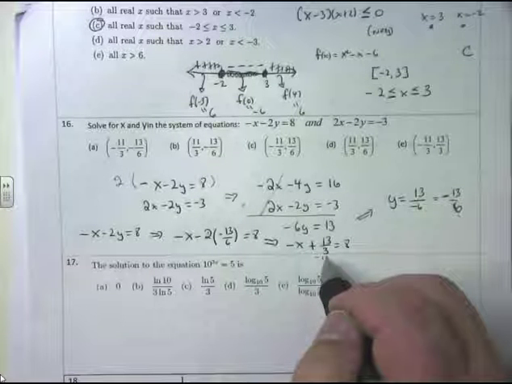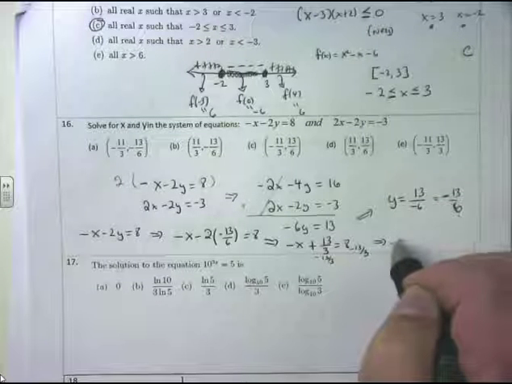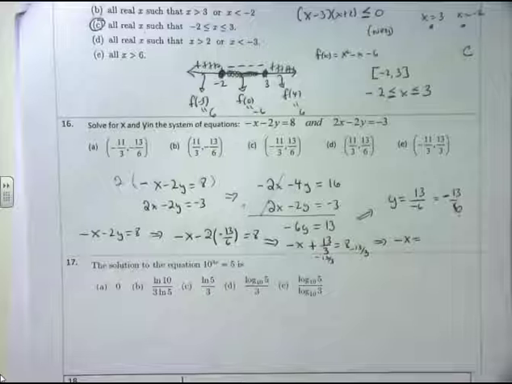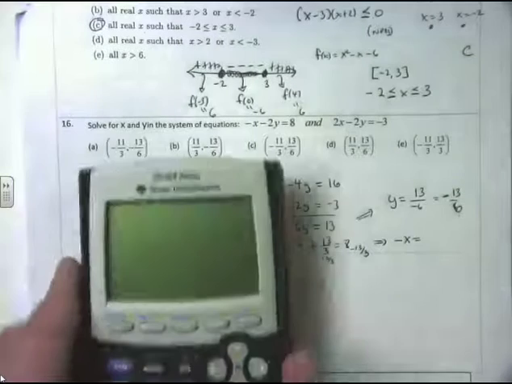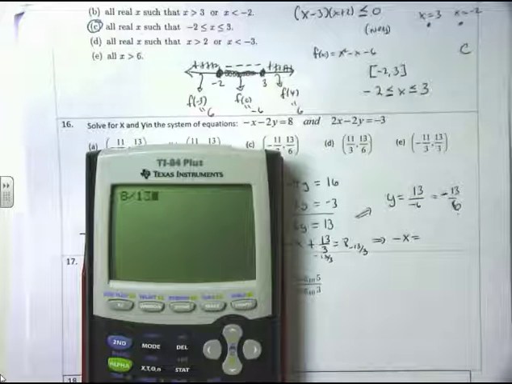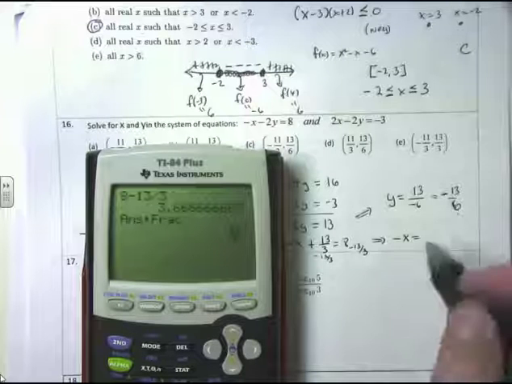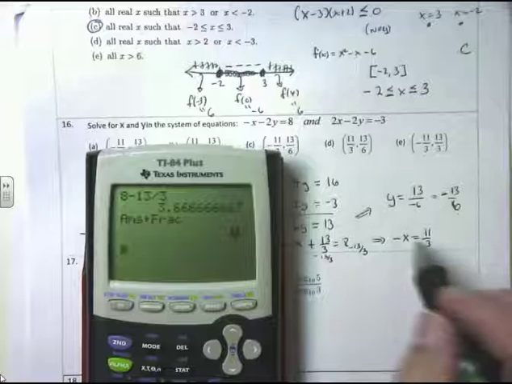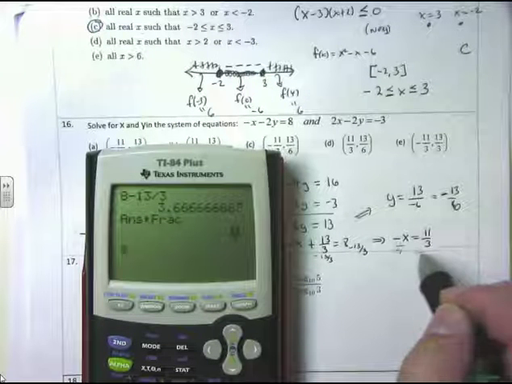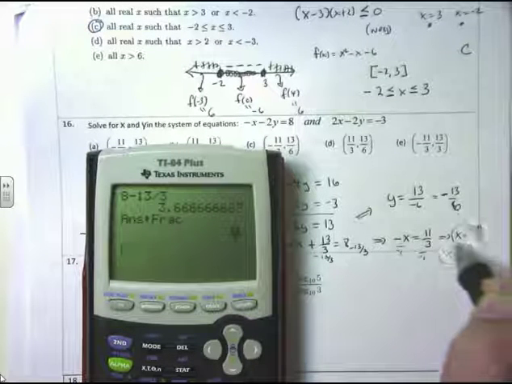I'm going to subtract 13 thirds from both sides and use my calculator because these are all fractions. So I get negative x is equal to, grabbing my calculator here, turning it on and clearing it out, 8 minus 13 divided by 3. And hitting the math fraction button, converting it to a fraction to make it nice for me, I got 11 thirds. But negative x equals 11 thirds, so I'm going to divide by negative 1 on both sides. That's going to give me x is equal to negative 11 thirds.